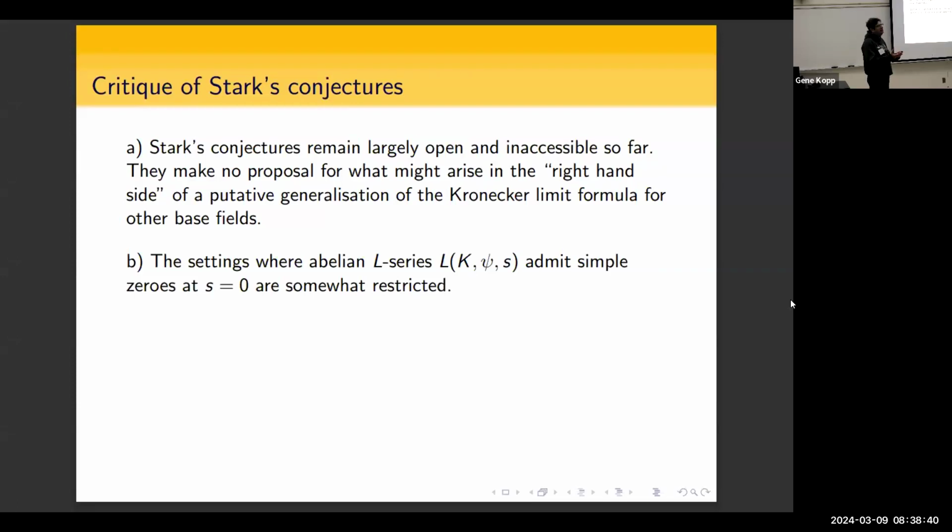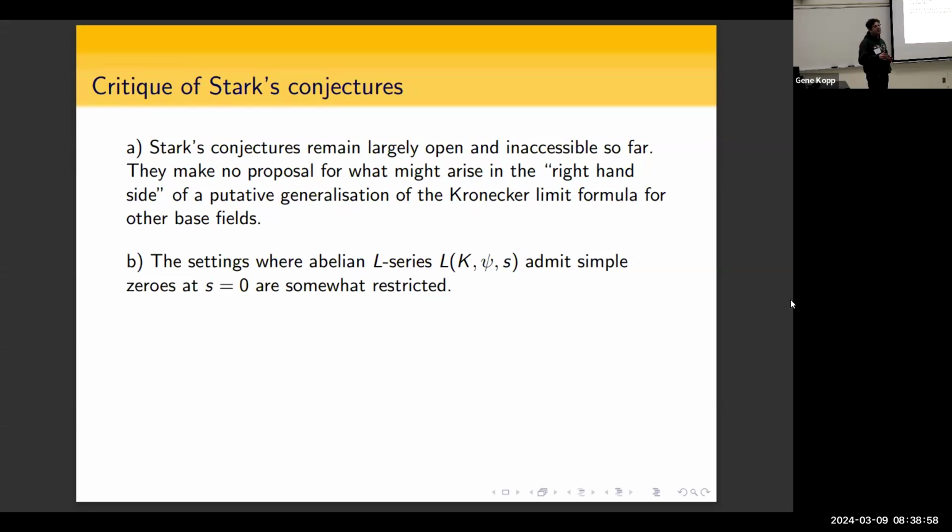So one can't really try to prove an equality. There's no independent definition of the units which are predicted by Stark's conjecture. And the second critique is that the settings where these abelian L series admit simple zeros at s equals 0 are somewhat restricted by signatures.